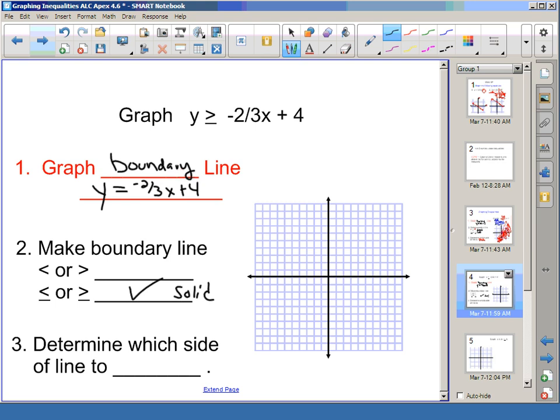So let's go to 4, 1, 2, 3, 4 on the y-axis. And we're going to go down 2 over 3, and it's a solid line. And then we just need to determine, do we shade above or below? This is greater than, so we're going to shade above.